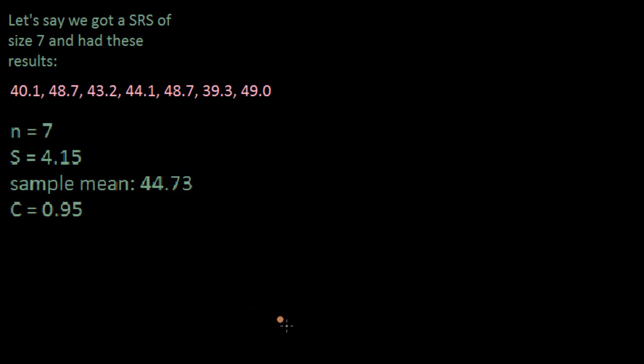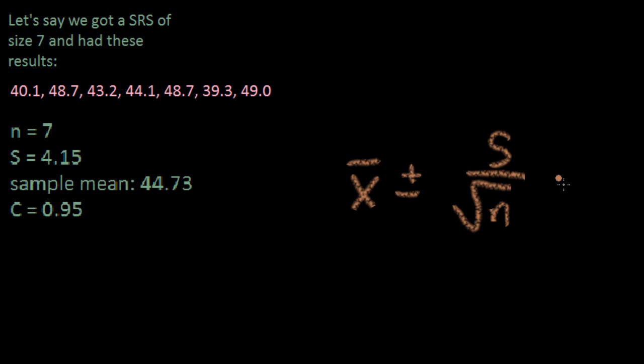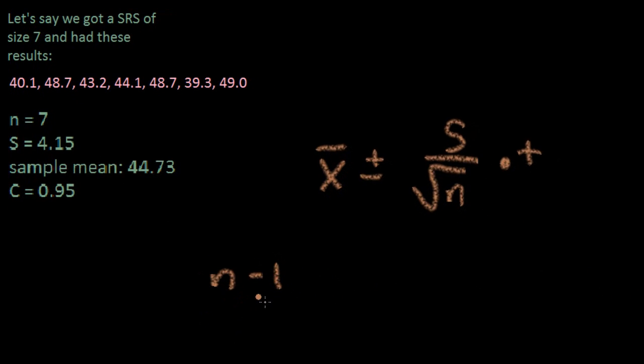So the confidence interval then is going to be the sample mean plus or minus the standard deviation of the sample divided by the square root of n, multiplied by the t value that we're going to be getting using the degrees of freedom and the confidence level. Now the degrees of freedom is equal to n minus 1, the sample size minus 1. Our sample size is 7, so we're going to do 7 subtract 1, giving us 6. Therefore 6 is our degrees of freedom. We know our confidence level is going to be 95%.